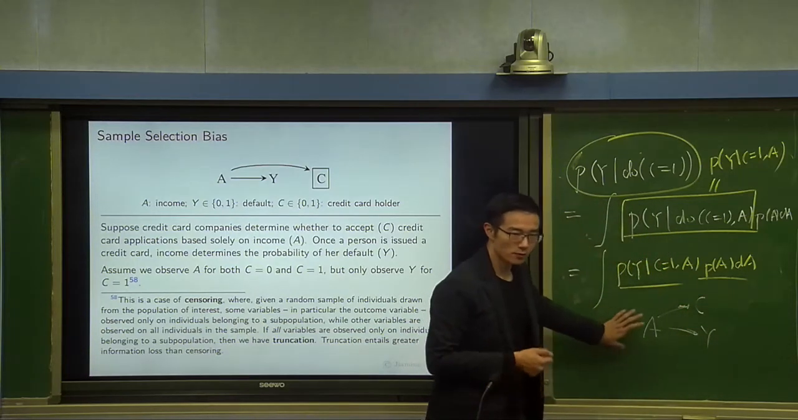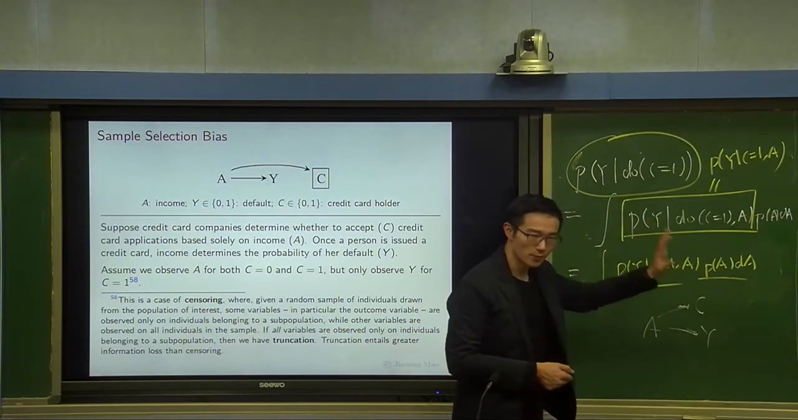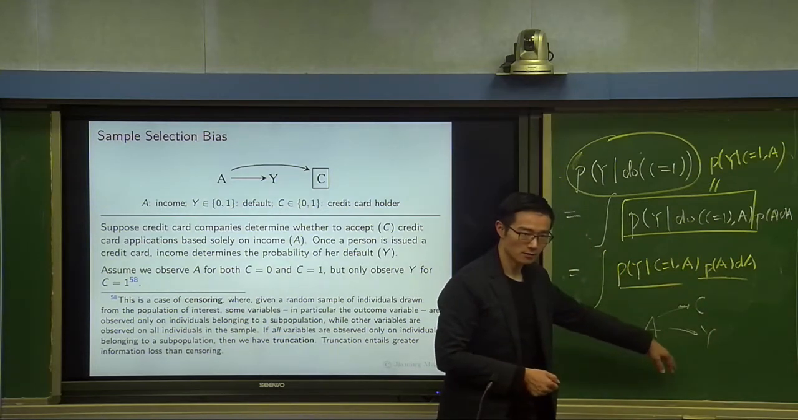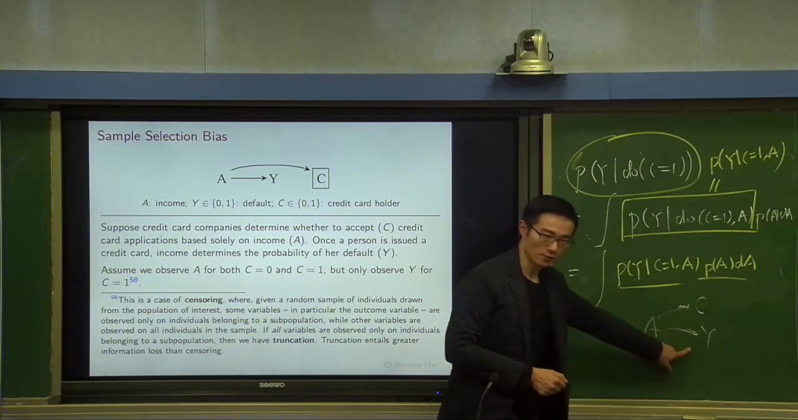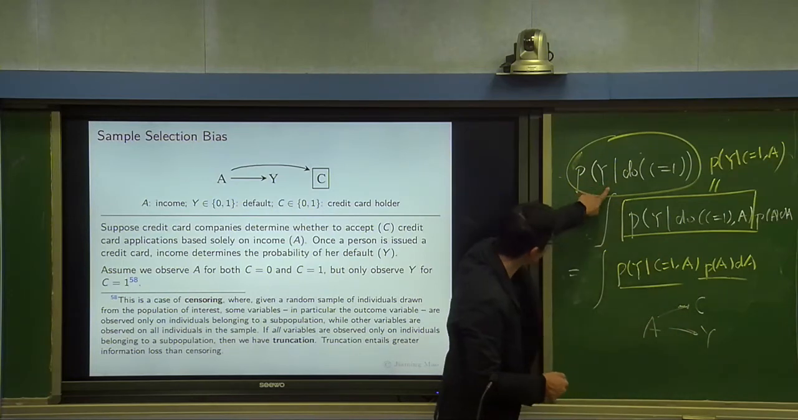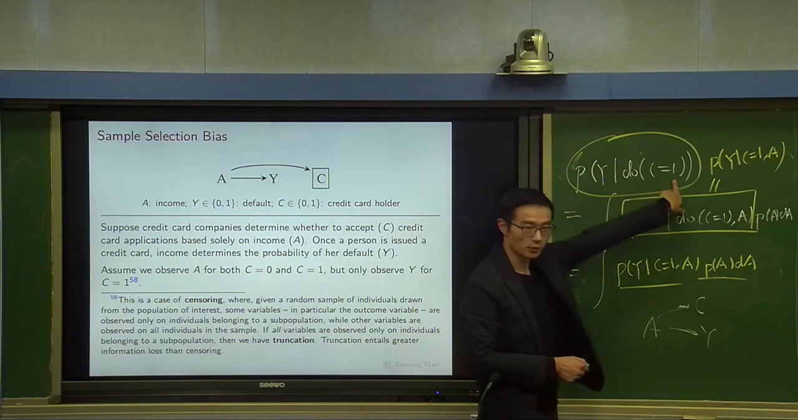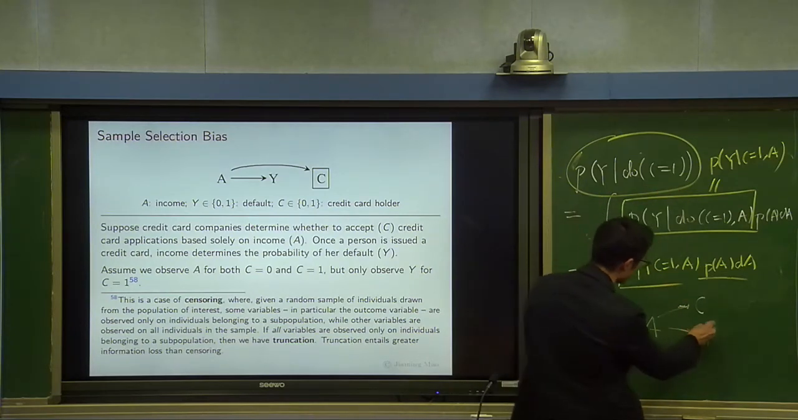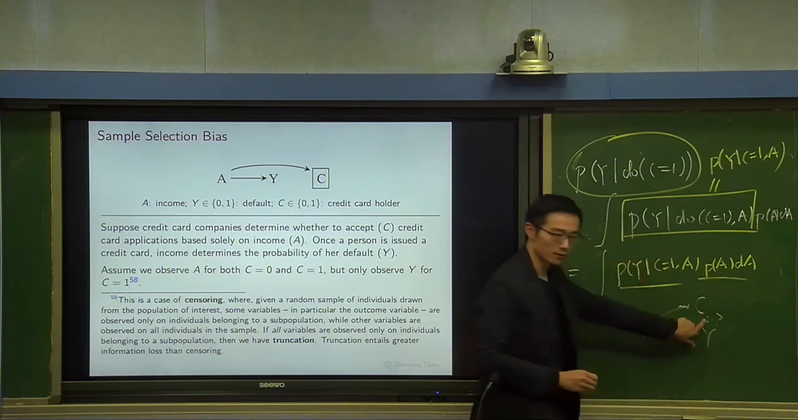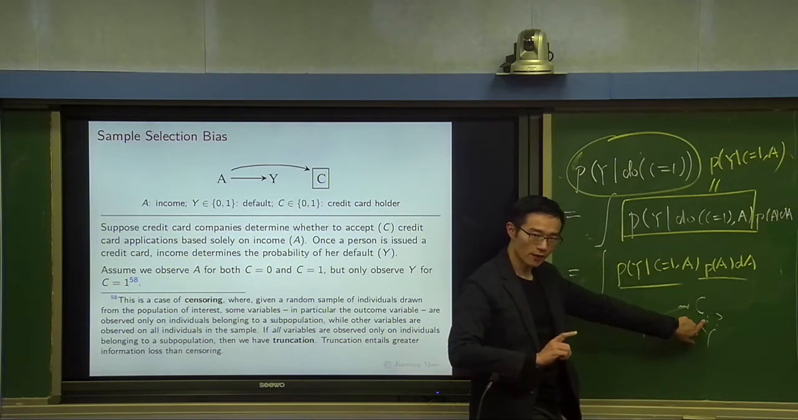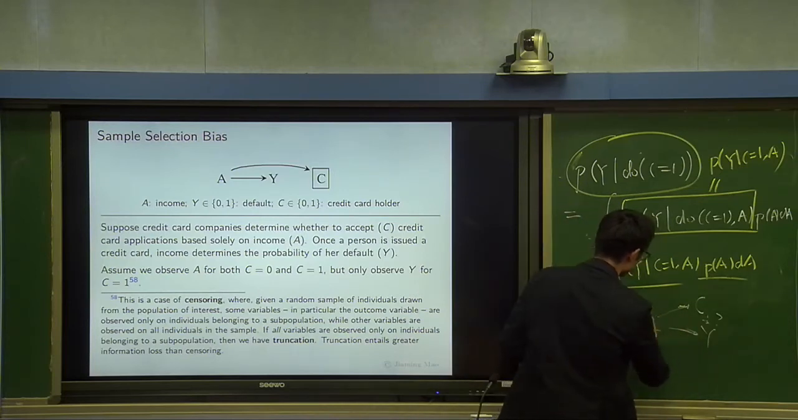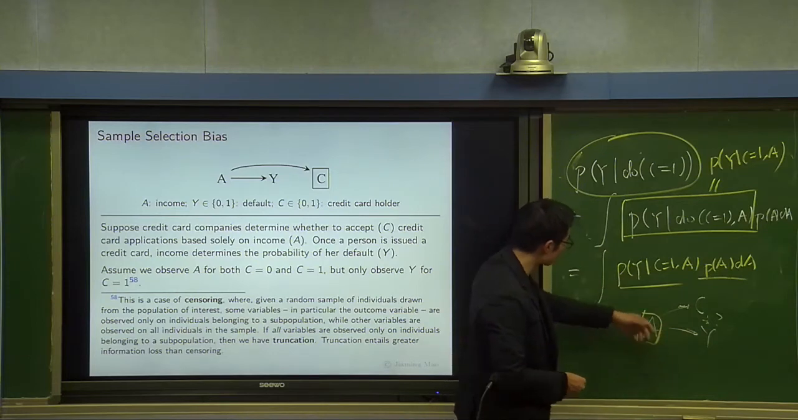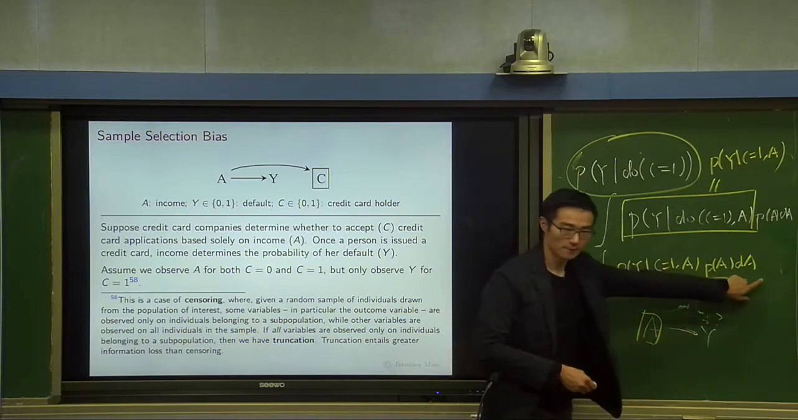Okay? So one way to think about this problem is, forget about what we observe or what we do not observe. In the whole population, this is the causal relationship. This is what I'm interested in: P(Y | do(C = 1)). I'm interested in whether there is a causal effect here. So in order to get this causal effect, I need to condition on A. So this is what we're doing. In the whole population, we can derive this formula.